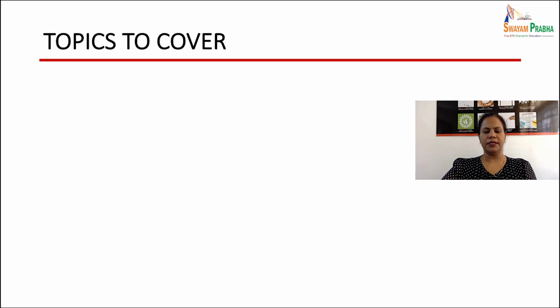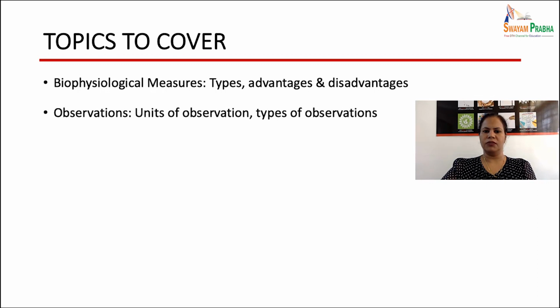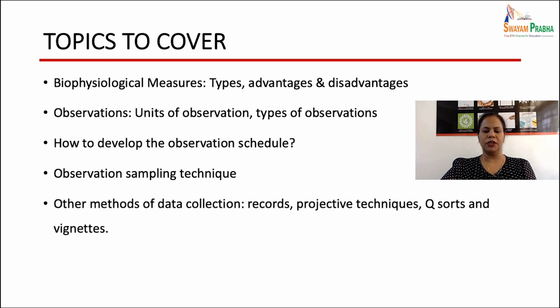Before moving forward, let us see which all topics we will be covering today. We will be discussing about the biophysiological measurements, the types of these measurements, advantages and disadvantages. Then we will be discussing the observation, where we will be talking about units of observation, different types of observation, and how to develop the observation schedule. Then observation sampling techniques. And then we will be talking about other methods of data collection such as records, projective techniques, Q-sorts and vignettes.